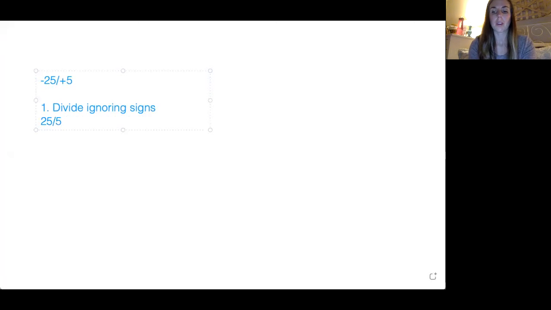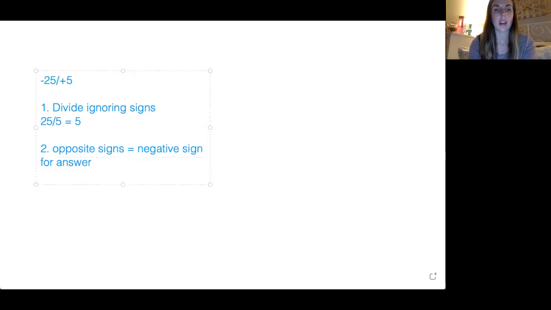All right, our first example that the book gives us is negative 25 divided by positive 5. Step one is just the same as multiplying: do the division, ignoring the signs. So 25 divided by 5 equals 5. Step two, we need to look at the signs. We have opposite signs, and that's going to be a negative sign for your answer. So your answer is going to be negative 5.